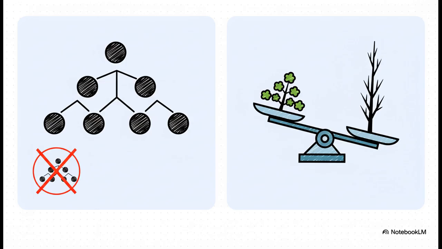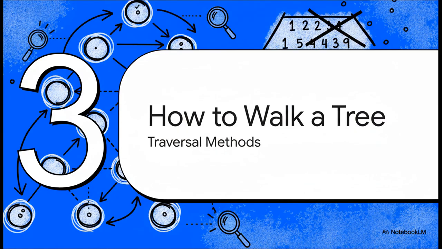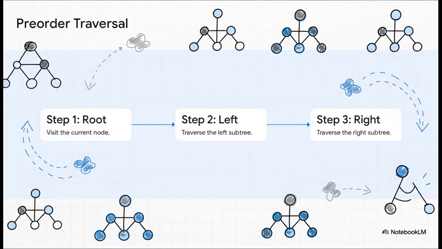This is absolutely crucial. So we have this cool data structure, but how do we actually get the data out? You can't just loop through it like you would with an array. We need special algorithms to visit every single node in a specific, predictable order. And that whole process is called traversal. First up is preorder traversal. And the way to remember this one is super easy. Root, left, right.